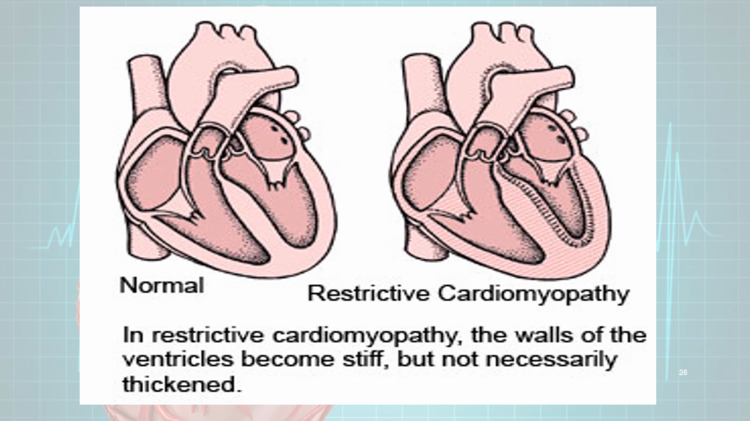This picture shows the normal heart as well as restrictive cardiomyopathy. The walls of the ventricles become stiff but not necessarily thickened. There is not much thickness, but the walls are stiff in nature, otherwise they will not expand. The contractility, the diastolic and systolic function, is affected.